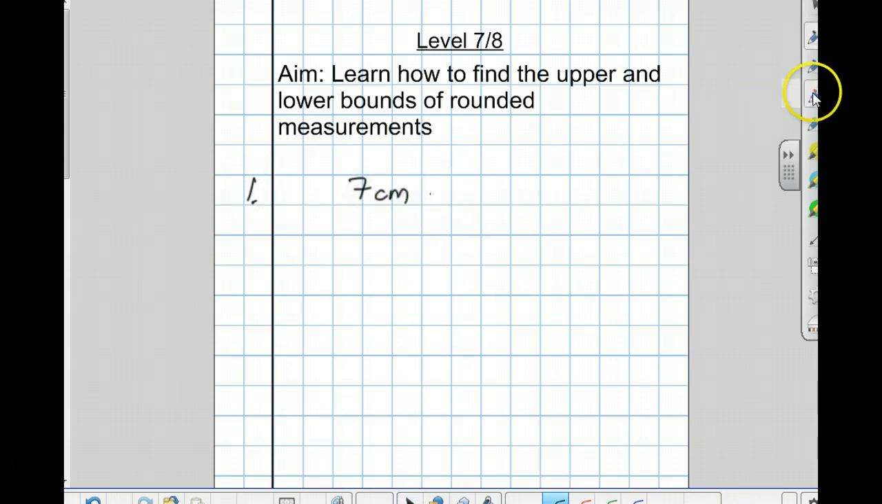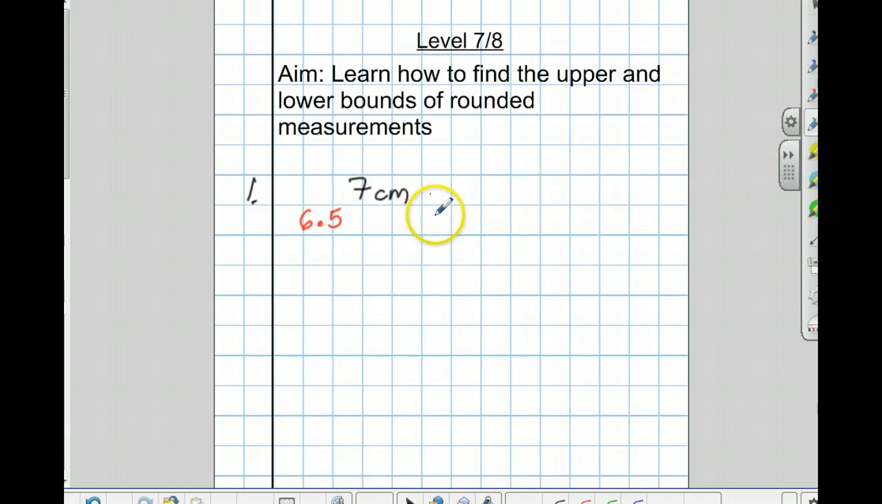What's the smallest measurement it could be in reality? In the audience, what have we got there? 6.5. Yeah, anything from 6.5 upwards, if you rounded it to one whole number, would be rounded to 7 centimeters. But what about the largest measurement it could be?